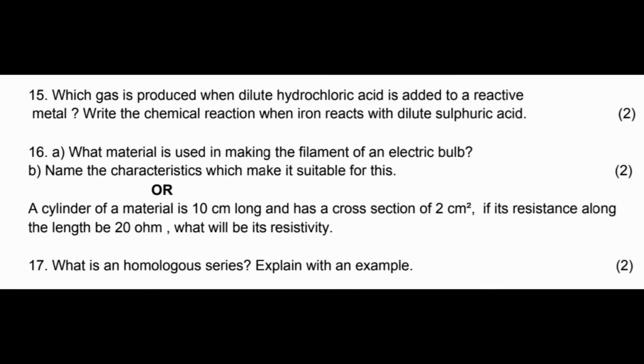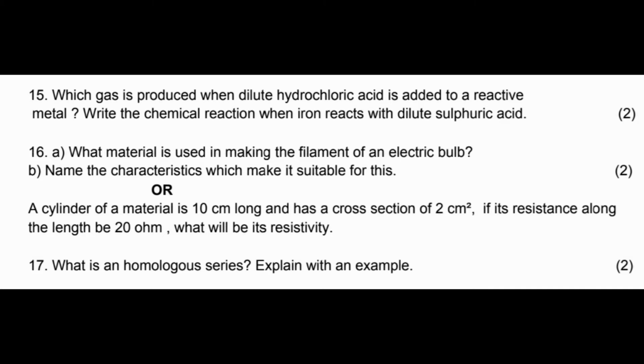Question 16, A part. What material is used in making the filament of an electric bulb? Answer is tungsten. B part. Name the characteristics which make it suitable for this. Answer: high melting point and high resistivity to retain the heat.